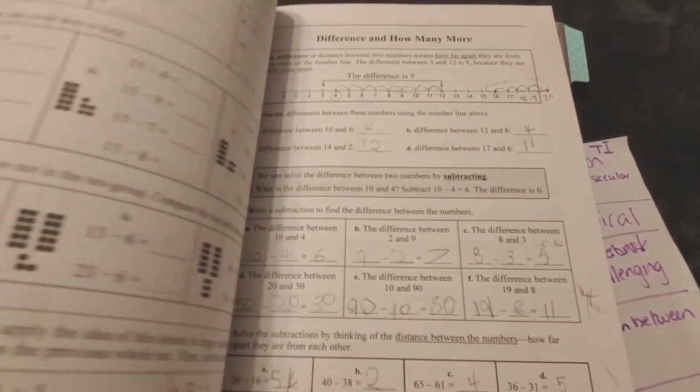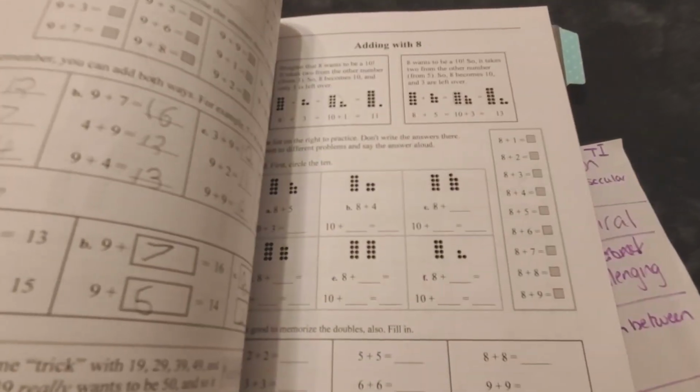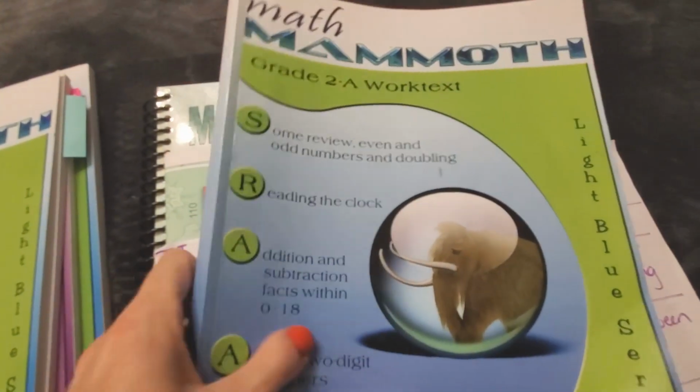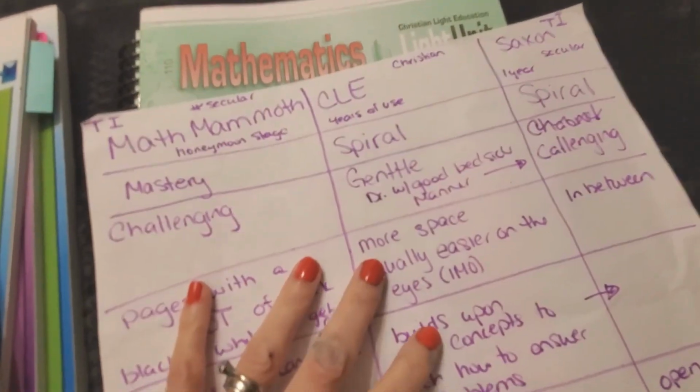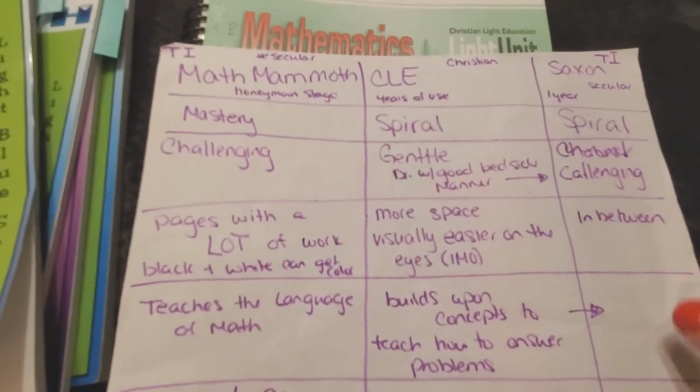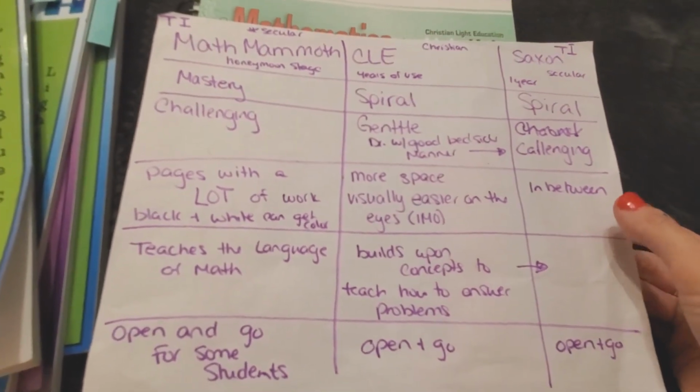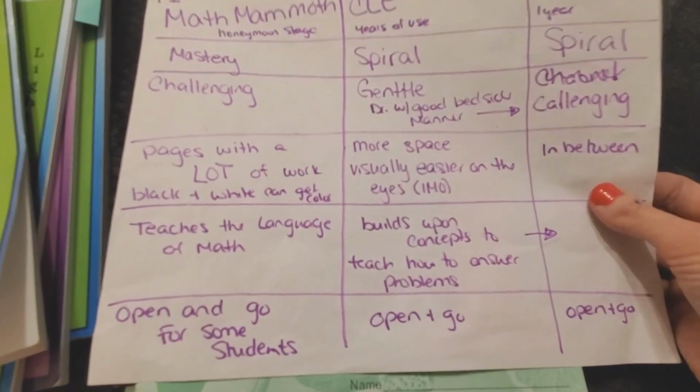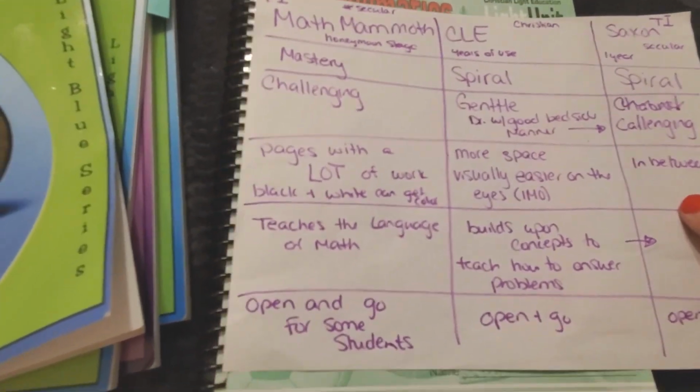And since I have not used the upper grades of Math Mammoth, I cannot tell you for sure how long it takes with this program before they're pretty much independent. I will say that at 4th grade CLE, my daughter's pretty independent in math. And like I said, math is not her strong subject, but it did a great job teaching.